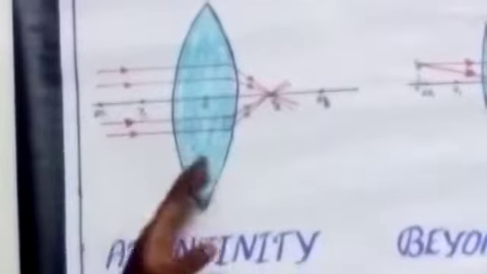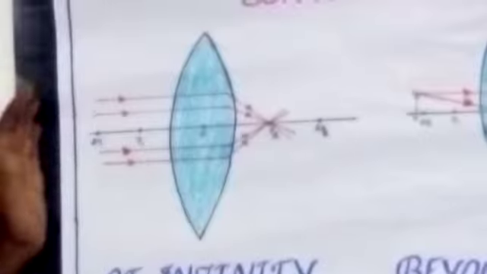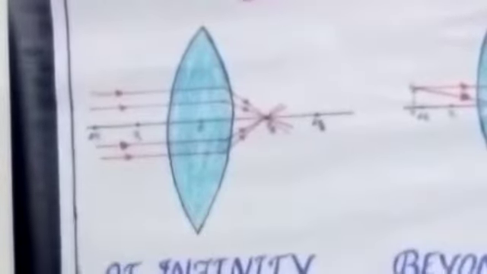The first case depends on the position of the object: where is the image forming? The first position of the object is at infinity. Infinity means it is far away from the lens. The light rays are coming from the object, and since the object is far away from the lens, we take the position of the image at infinity.